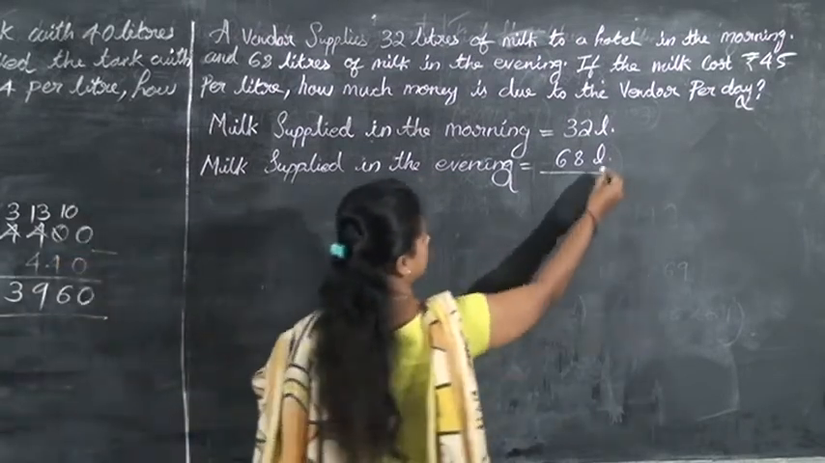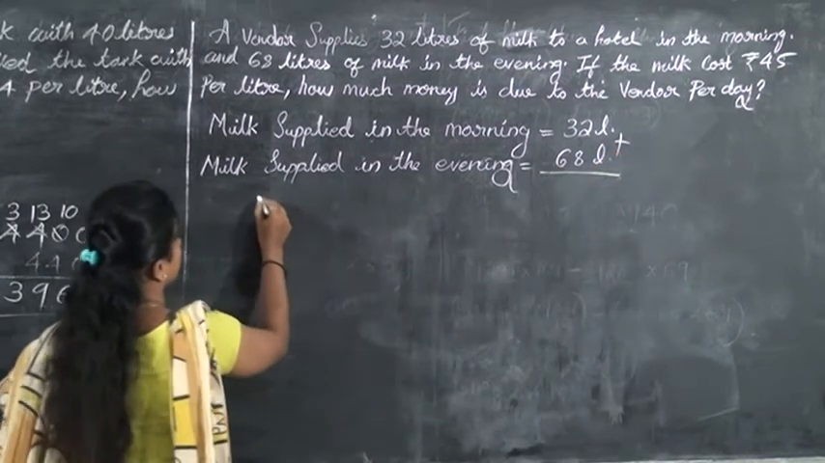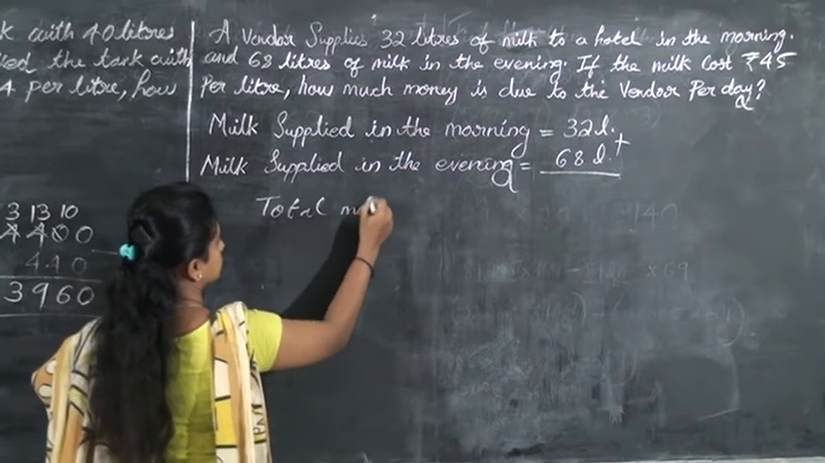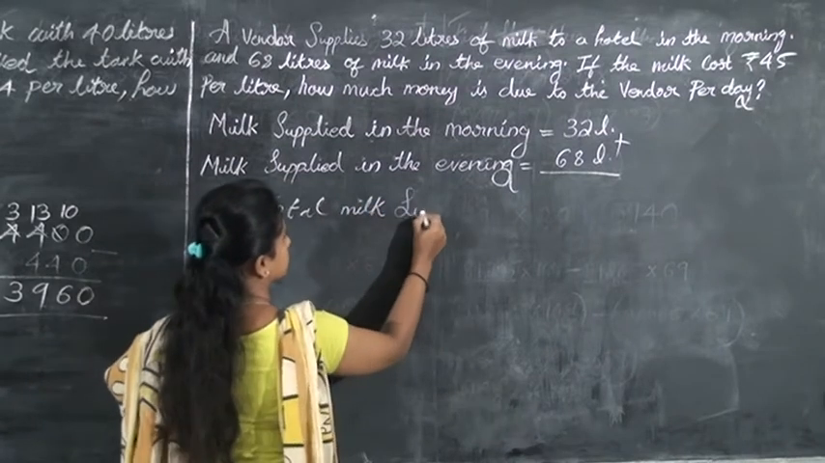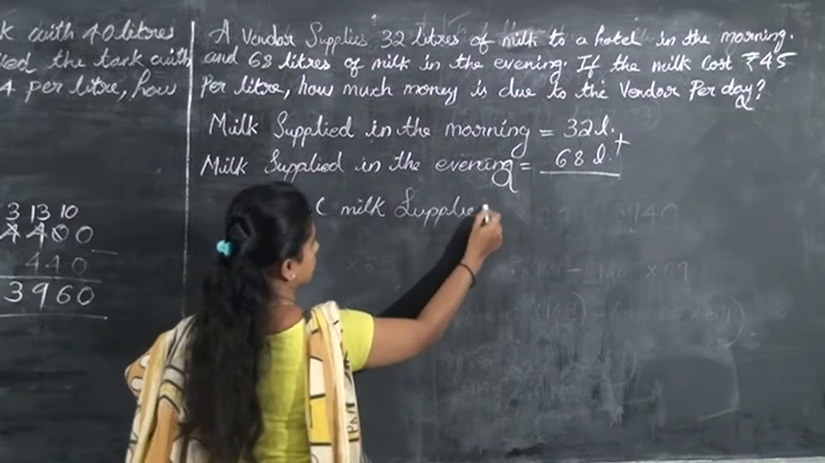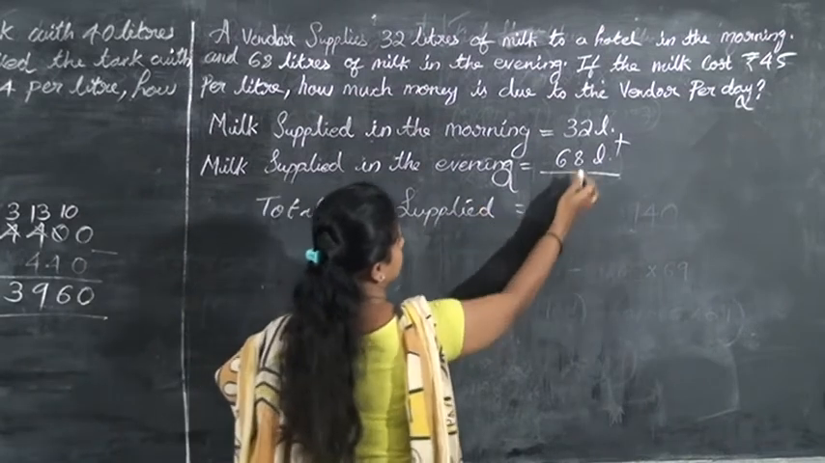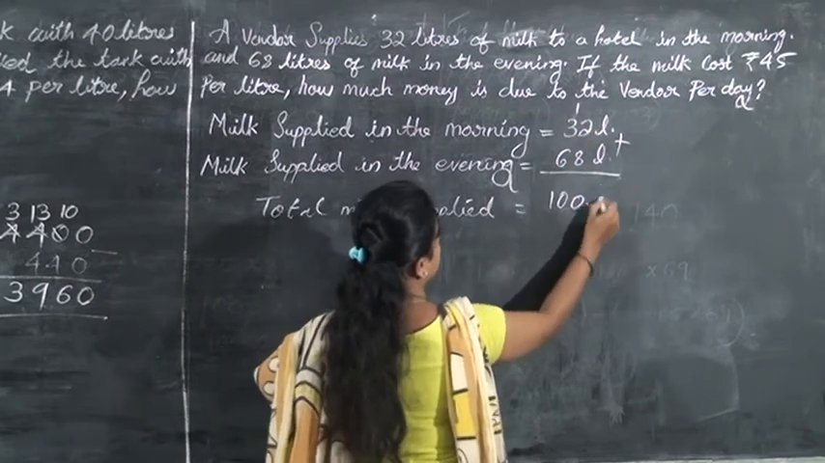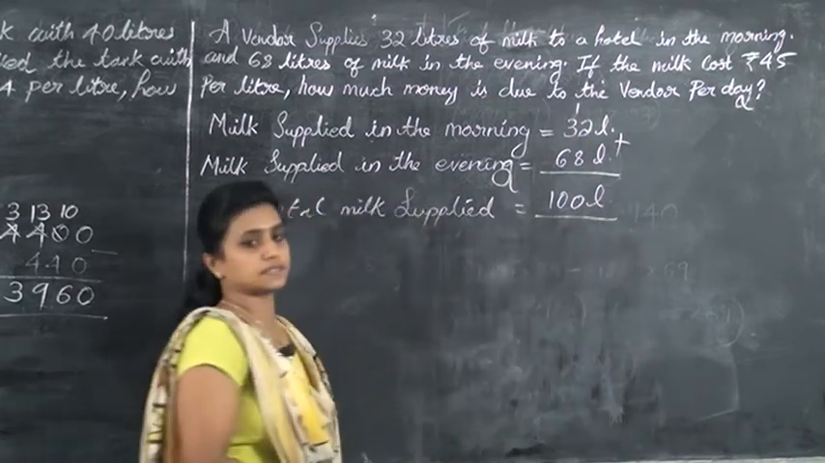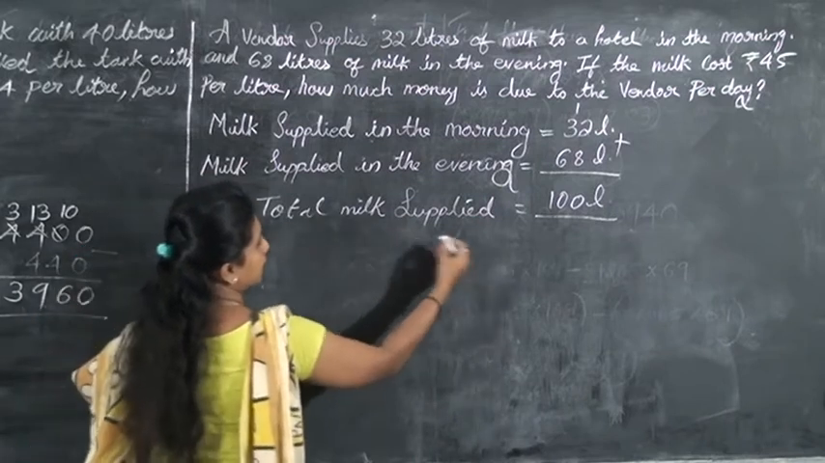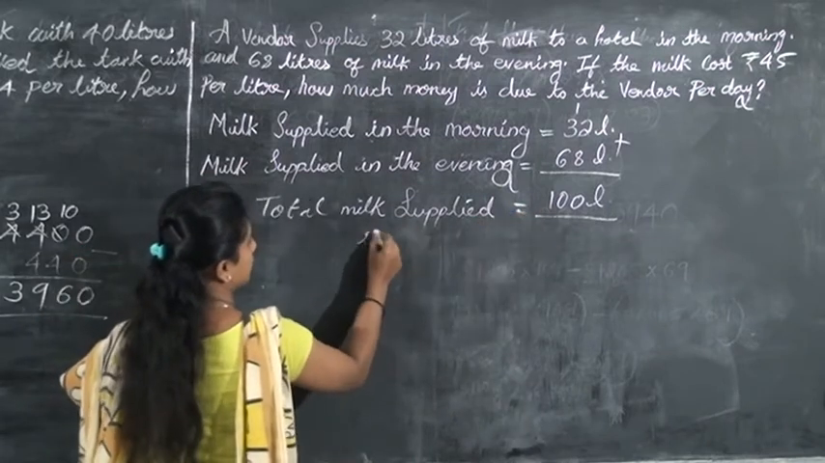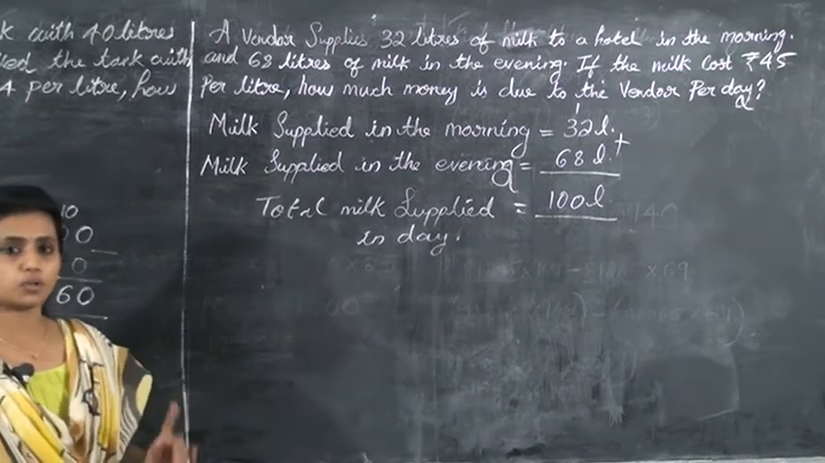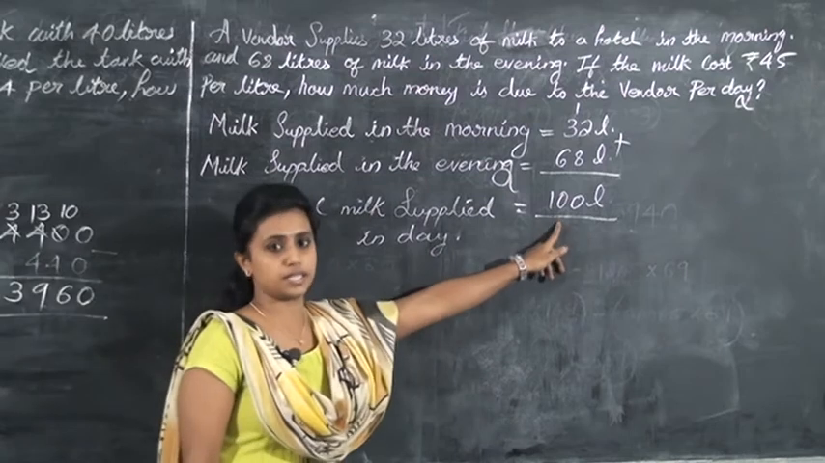For this you want to add the numbers. Total milk supplied equals, here 2 plus 8, 10, then comes 100. That is 100 liter is supplied in a day. That is the total milk supplied in a day. It is 100 liter. Now we want to find the cost of 100 liter milk.